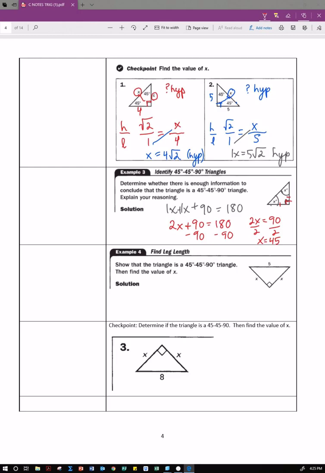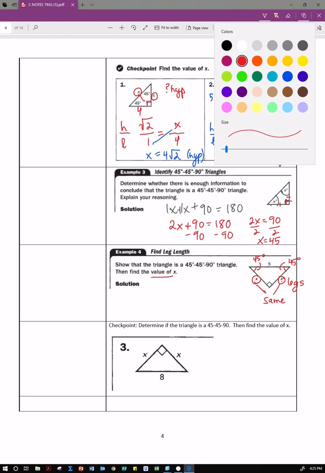Okay, so the next one, show that the triangle is a 45, 45, 90 triangle. Well, if the bases, or we could call those legs, if the legs are the same, which they are because they're both x, then the base angles are the same. So those are both 45-degree angles. Okay, now we have a 45, 45, 90 triangle. That means we can find the value of x. Okay, so what is the value of x? Oh, it's the legs. So we need to set up our ratio and our proportion.